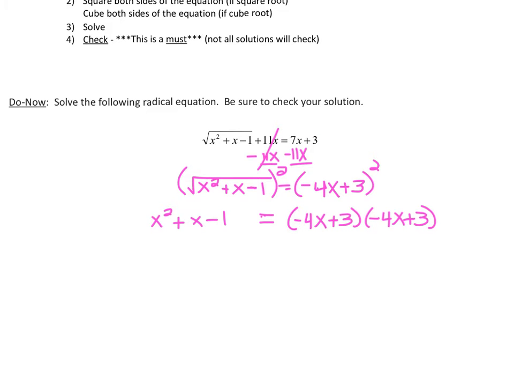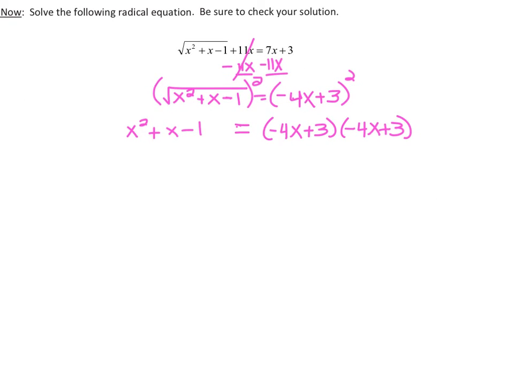All right, so let me give myself a little more room here. I'm going to just bring down the left-hand side for now. And on the right-hand side of the equation, we're just going to double distribute. So negative 4x times negative 4x is 16x squared. Negative 4x times 3 would be negative 12x. 3 times negative 4x is negative 12x. And 3 times 3 is 9.